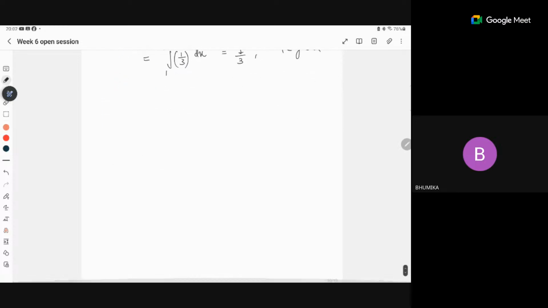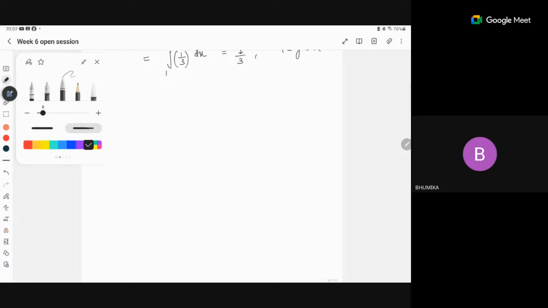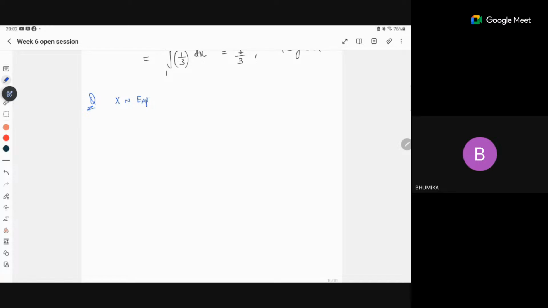All right. So we have a little more difficult problem here. This question is on independence. The question says, suppose X follows exponential with lambda 1 and Y follows exponential with lambda 2.